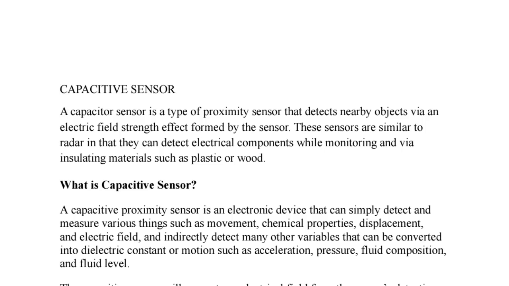Dear students, now we are going to discuss the capacitive sensor. So what does capacitive sensor mean? It is a type of proximity sensor that detects nearby objects by an electric field strength effect formed by the sensor. The sensors are similar to radar in that they can detect electrical components while monitoring, and also through an insulating material such as plastic or wood.